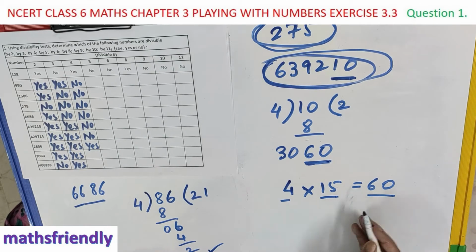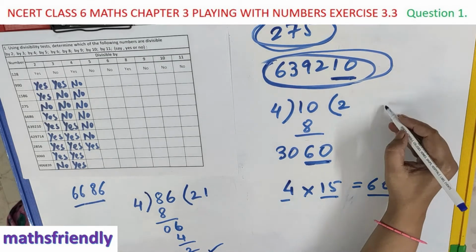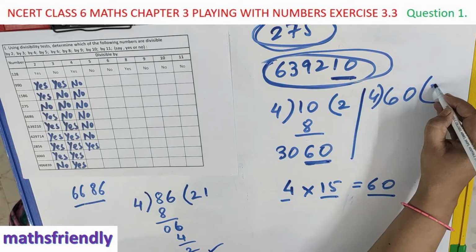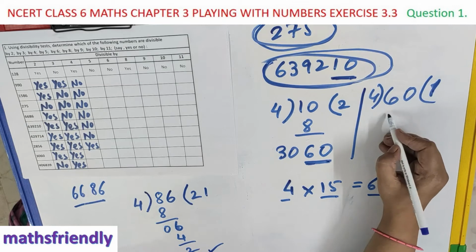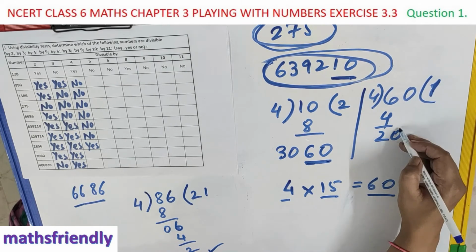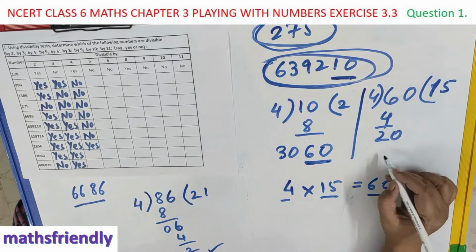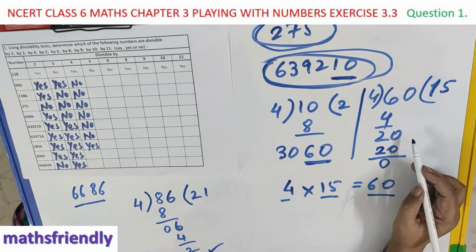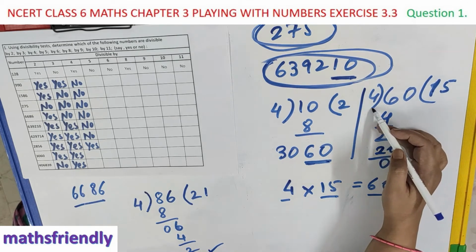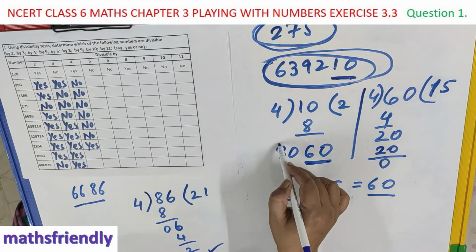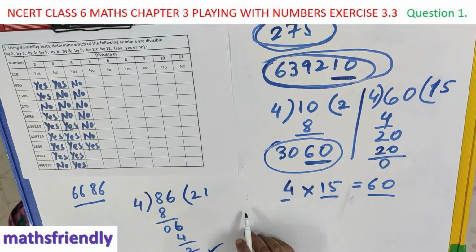If you are not understanding this, you can divide it like this. See, 60 you divide by 4. 4 1s are 4, 2 is the remainder. 2 comes down, 0 comes down. 4 5s are 20. The remainder is 0. It means 60 is divisible by 4. So we can say that this number itself is divisible by 4.